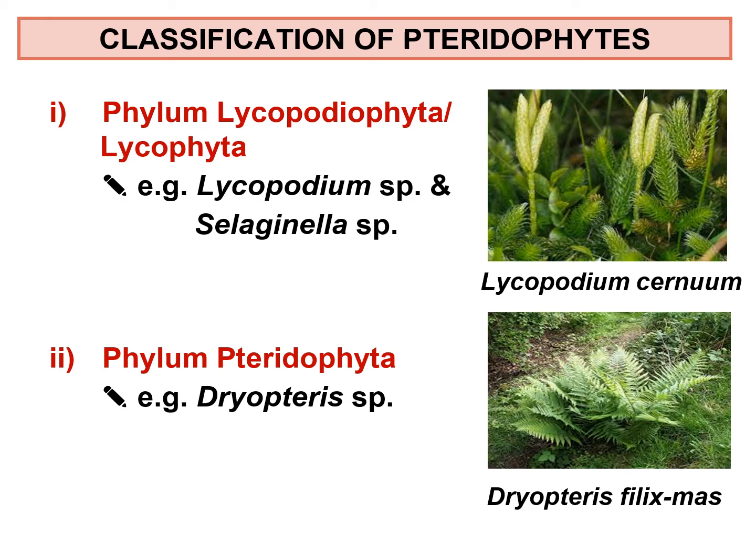Classification of pteridophytes. First we have phylum Lycophyta. Ada juga setengah reference dia guna nama Lycopodiophyta. So Lycopodiophyta is Lycophyta. Jadi dalam peringkat matrikulasi syllabus kita gunakan Lycophyta. So the species that falls under Lycophyta is Lycopodium species and Selaginella species. While phylum Pteridophyta, the species are Dryopteris species. Dryopteris ni yang biasa kita nampak paku pakis tu, Dryopteris ataupun fern.